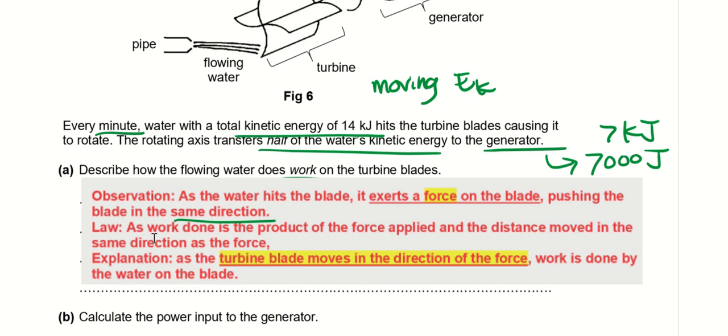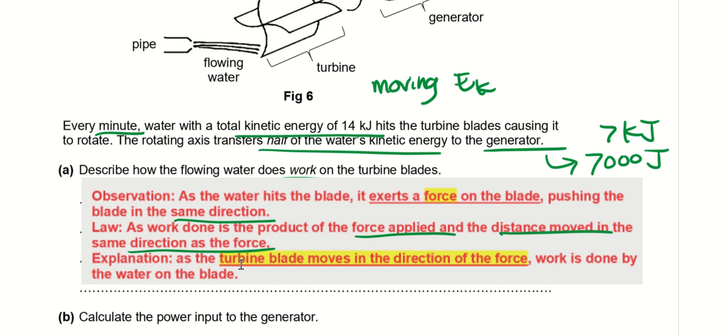So the law is that work done is a product of the force applied. So one thing is you need the force, and you need to multiply it by the distance moved by the object in the same direction as the force. Okay, so it has met both criteria, therefore there's work done. Okay, so the explanation is that as the turbine blade moves in the direction of the force, the work is done by the water on the blade.